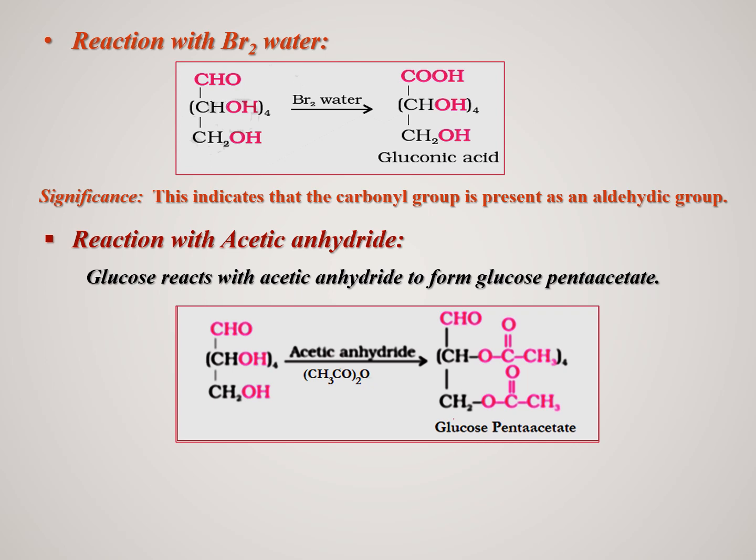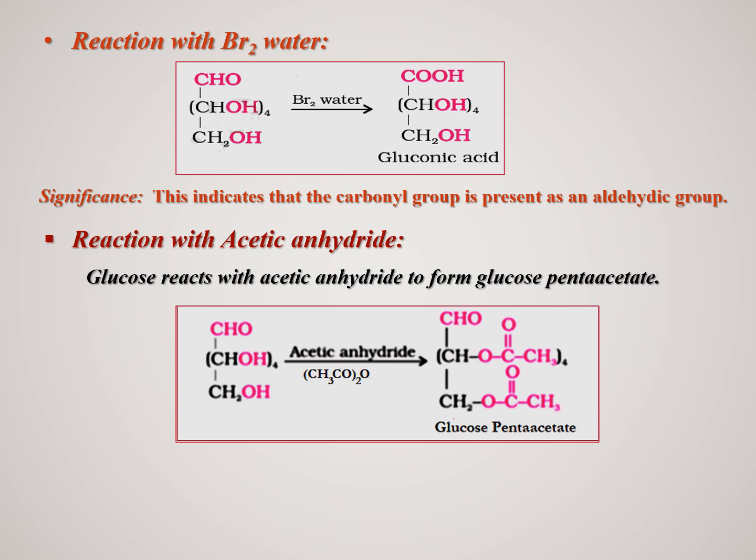Acetic anhydride readily reacts with all alcoholic groups. This is the alcoholic group. There are 4 of them here, and we have one more alcoholic group here. So what does it do? Acetic anhydride will substitute the hydrogen atom of the alcoholic group with an acyl group. And what is an acyl group?